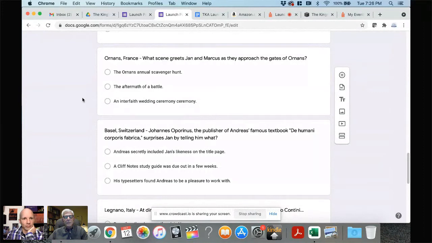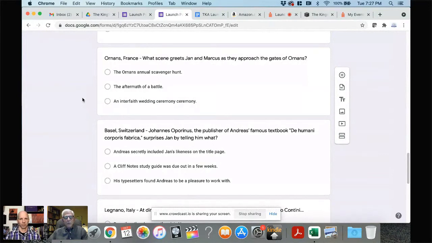They did not see an interfaith wedding. That's almost certainly not going to happen at that point in time, because, as you may recall, this was the time of Martin Luther and the Reformation, and there was a lot of interdenominational violence and fighting going on. So an interfaith wedding, even Christian on Christian, would have been highly unlikely.